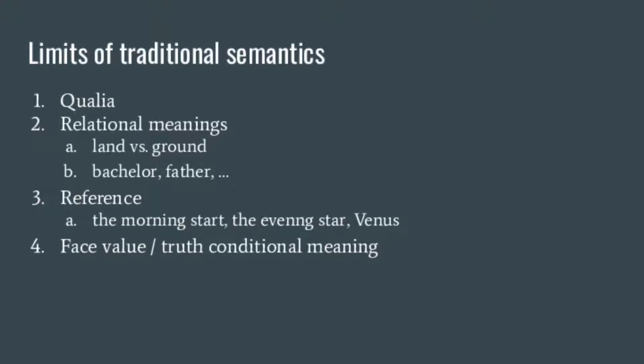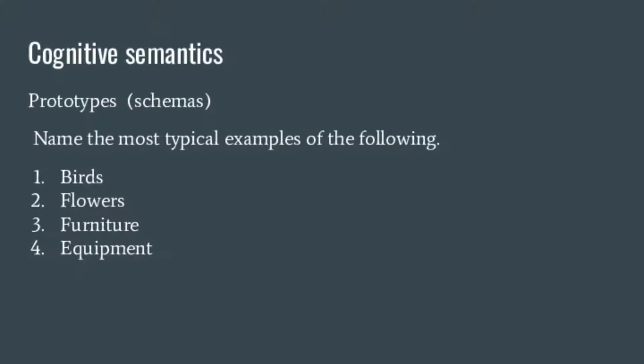So there is what we call the face value or truth conditional meaning of a word. A bachelor is defined as such and such. You can talk about truth conditions, you can talk about face value meaning, but that only gets you so far. There's a different approach that came about starting in the 70s. It's called cognitive semantics, which is based on theories in cognitive psychology.